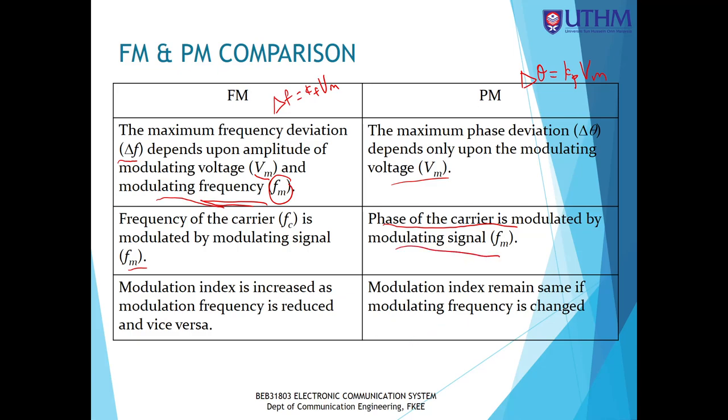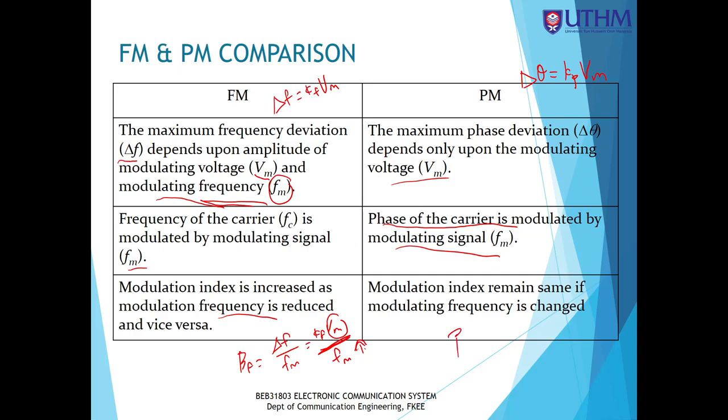And modulation index is increased as the modulation frequency is reduced and vice versa. So here beta F is equal to delta F over FM, or you can say KF VM over FM. So the higher the frequency, the lower will be beta F. Semakin tinggi frequency input, semakin rendah nilai beta F, because this is the denominator. And you see that beta F is proportional to the VM. The higher the VM, the higher would be the modulation index.